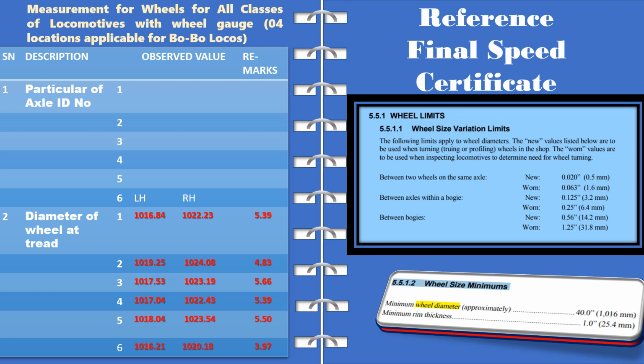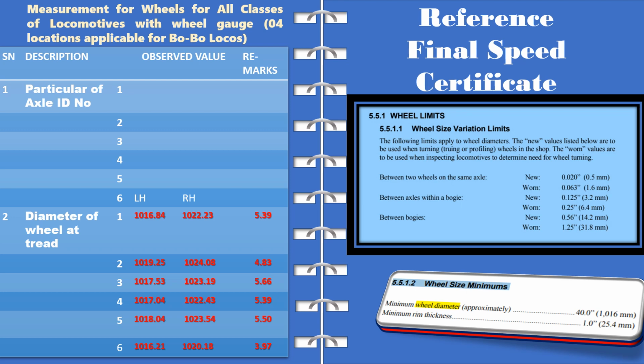We move on to the measurement part of the locomotive. In this, serial number 1 is particulars of axle ID number. This is more relevant in case of axle breakage or roller bearing failure. Item 2, the most important one, is the diameter of the wheel tread. In this fashion we record the wheel diameter.